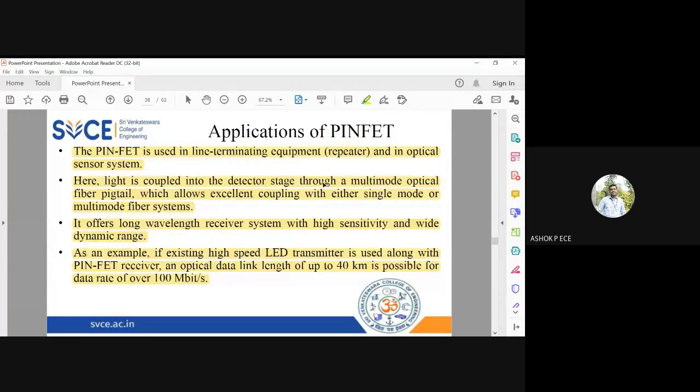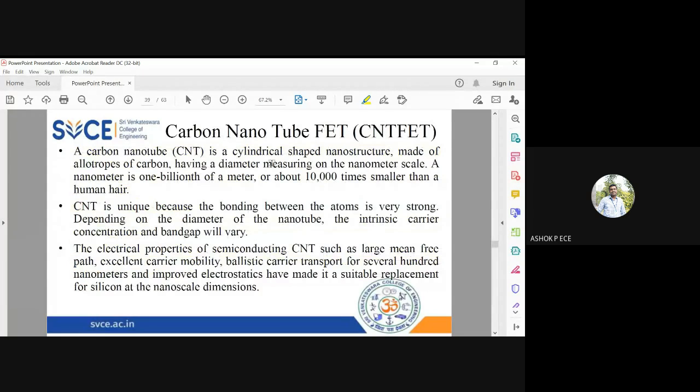Okay. So next one is carbon nanotube FET, CNT FET. So carbon nanotubes are very, very popular now. This is a recent technology which is very famous for the past 5 to 6 years. Okay. So making FETs made of carbon nanotube.